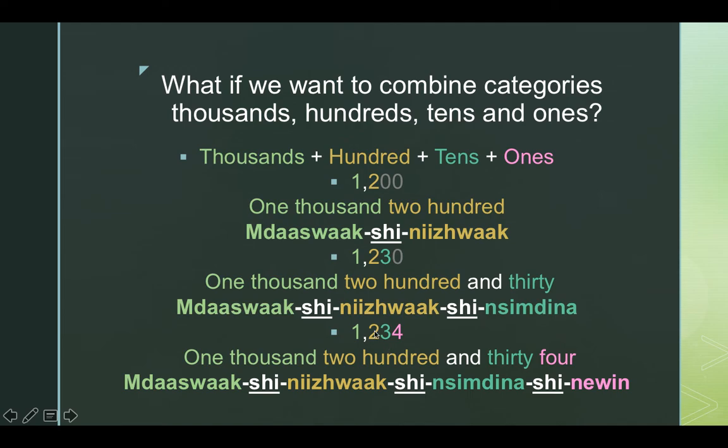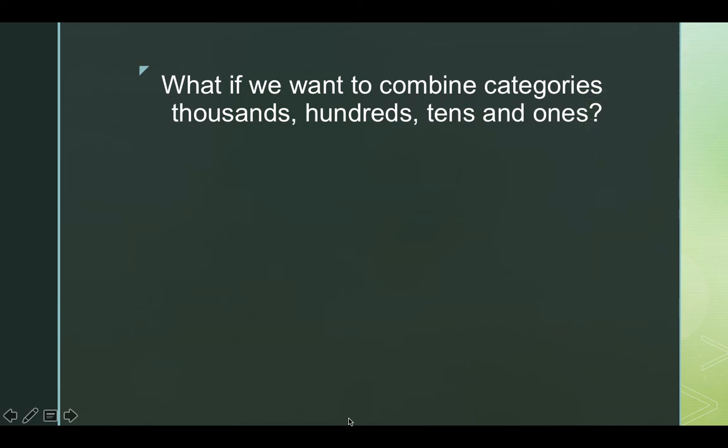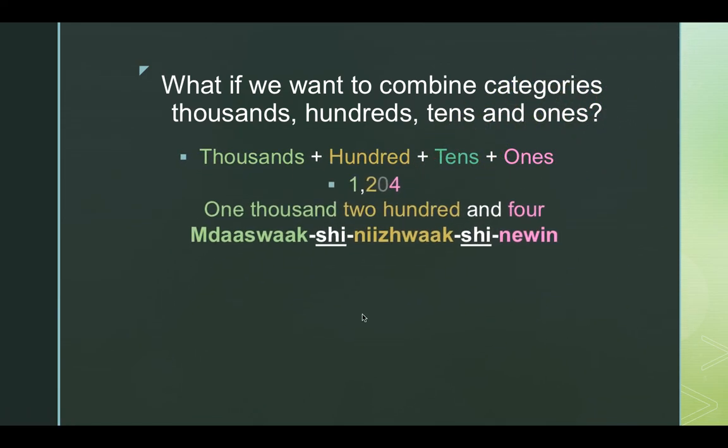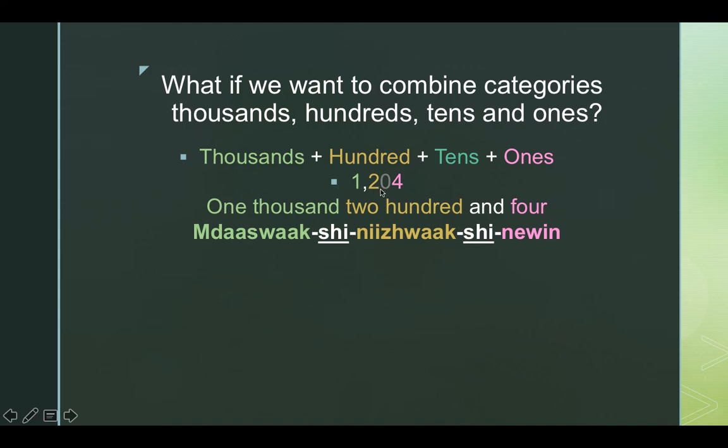Now, what if these other areas have been grayed out, the hundreds and tens? So we got 1,204. So we got Ndaaswak, Shinijwak, Shneawin. So we omitted our tens category here.